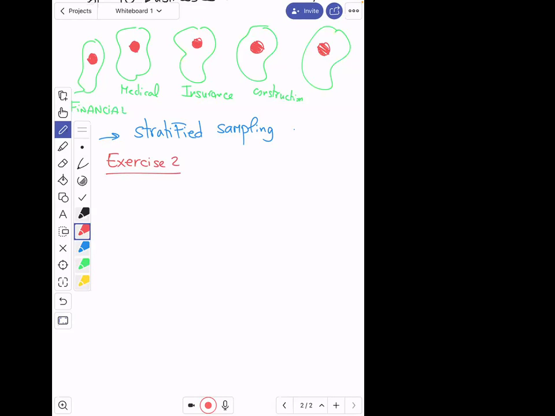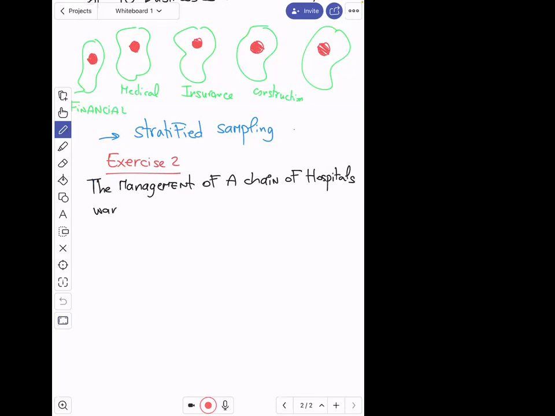It's going to be a similar exercise, okay? So it's the same thing. Let me write down the exercise for you. So the management of, let's say, a chain of hospitals wants to survey patients discharged, let's say, the past year. All right.